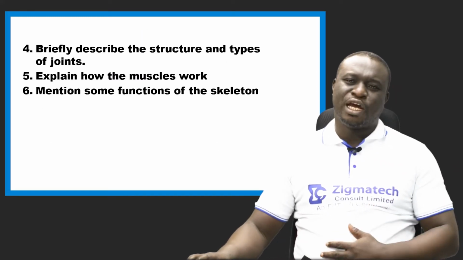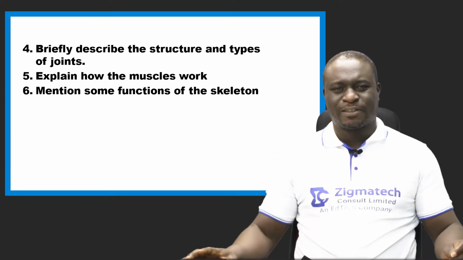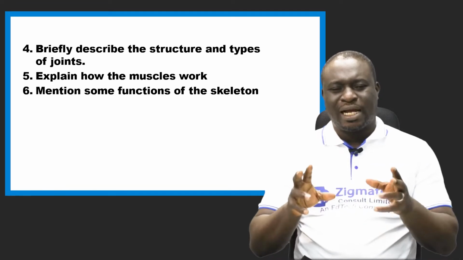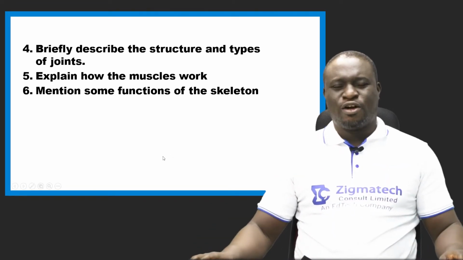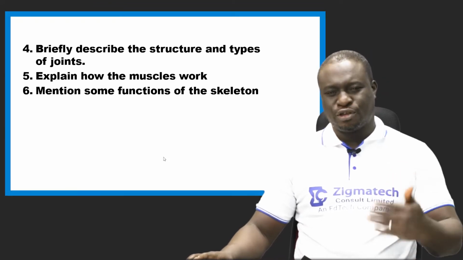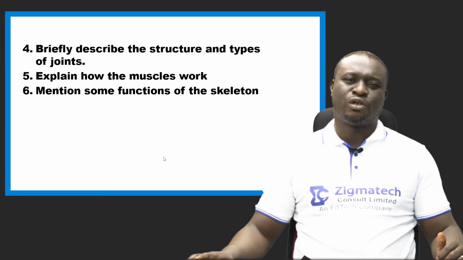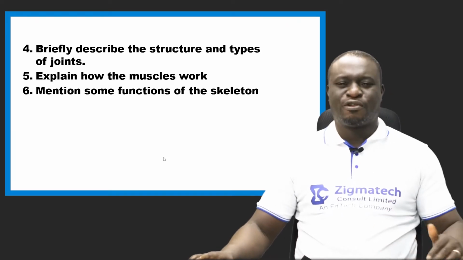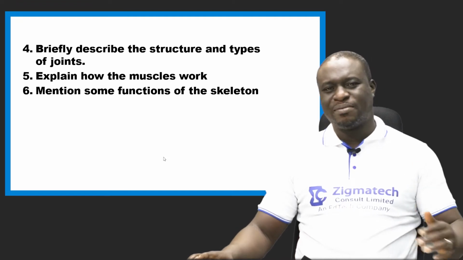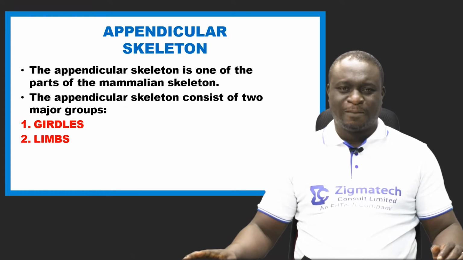You should also be able to describe the structure and types of joints, and also explain how the muscles work, the operation of the muscles. And then finally, you should be able to mention some of the functions of the human skeleton, or you can say mammalian skeleton. Now, if you are set, let's begin.